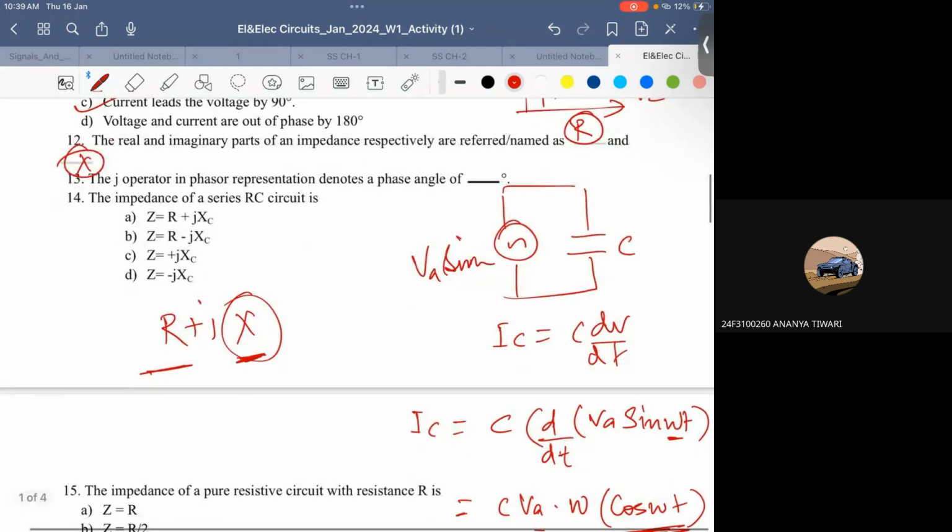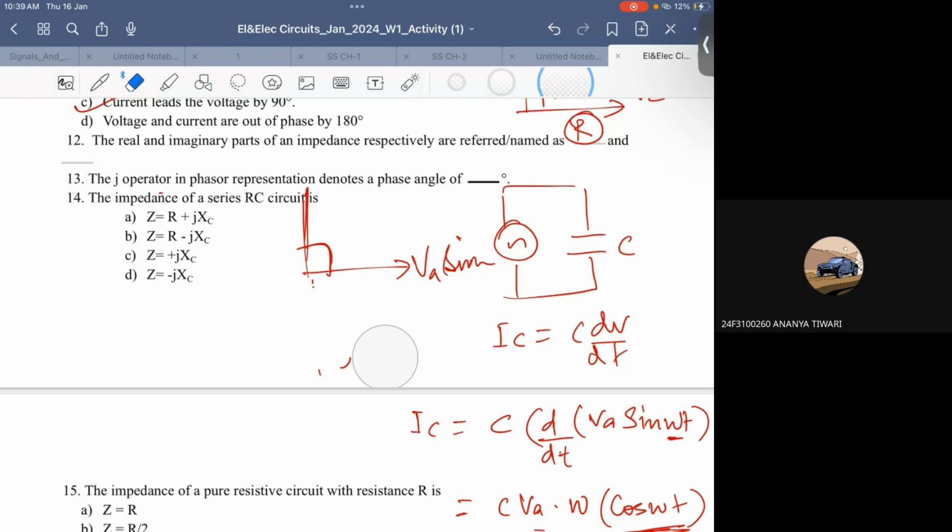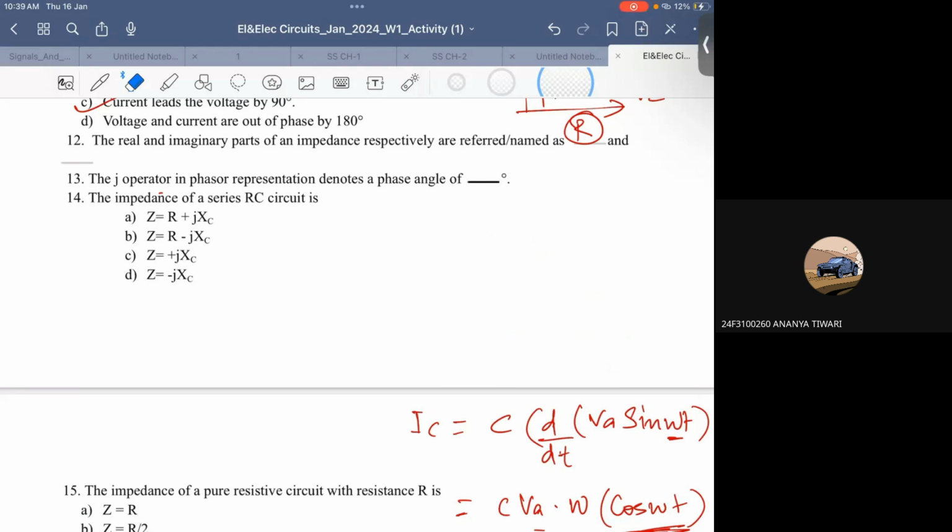If you have a j operator, it represents 90 degrees, because you already know this is the real axis and this is the j axis. So if something is multiplied with j, that is leading by 90 degrees. If you have something with minus j, as for XC, it means it is lagging behind by 90 degrees. I hope these basic things will help you in solving some of the problems from the graded assignment.